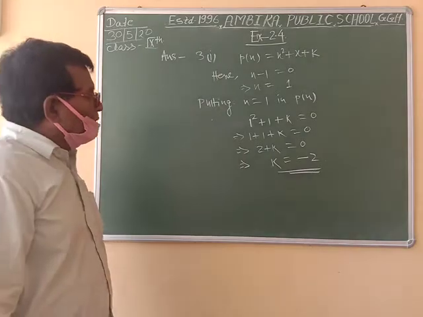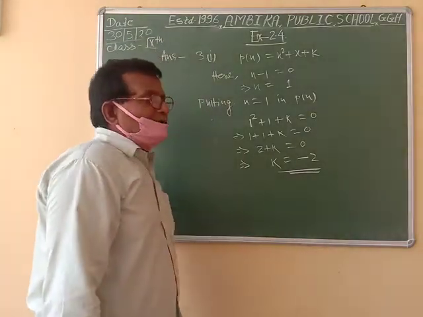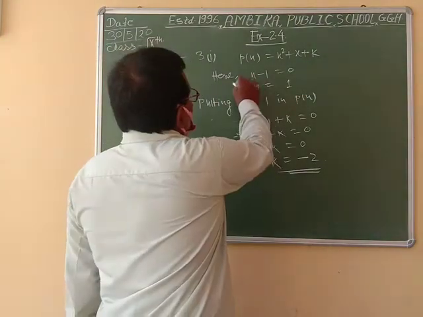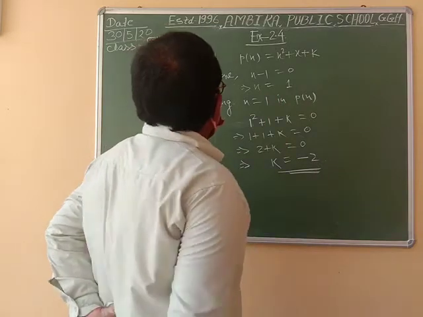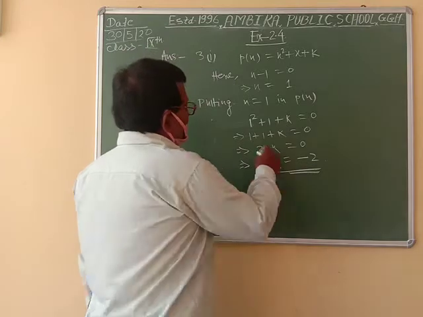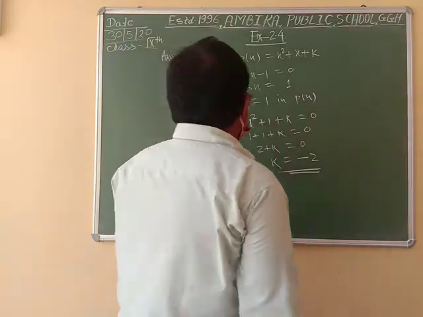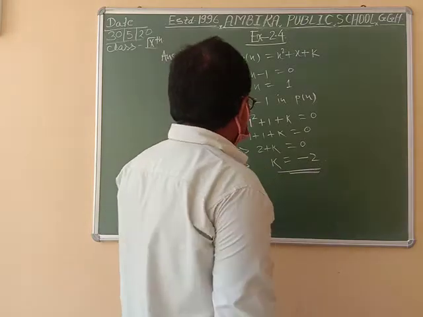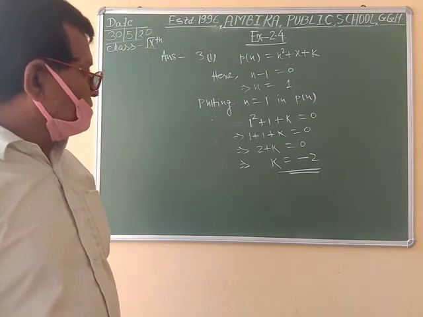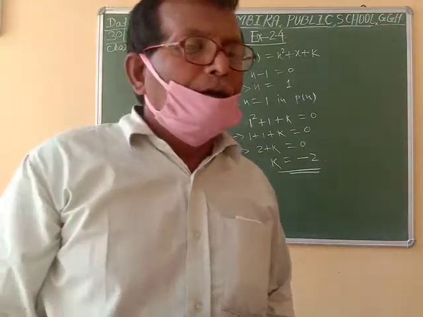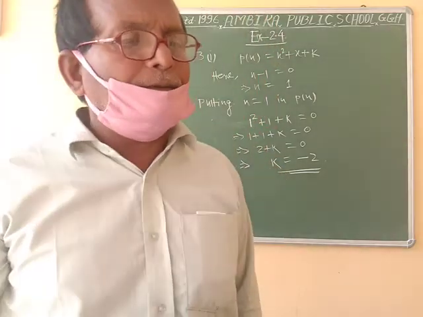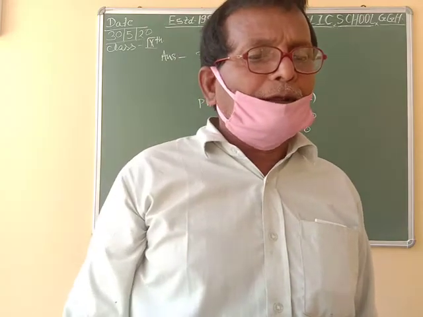We have to find the value of k if x minus 1 is a factor of p(x). x minus 1 is a factor of p(x), so x minus 1 is equal to 0, or x equals 1. Putting x equal to 1 in p(x), 1 square plus 1 plus k is equal to 0, or 2 plus k equals 0, or k is equal to minus 2. We have to find the value of k. Similarly, you can solve questions 2, 3, 4.